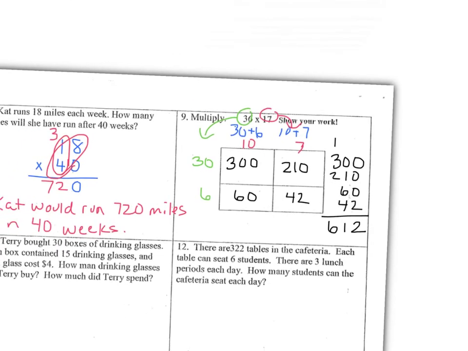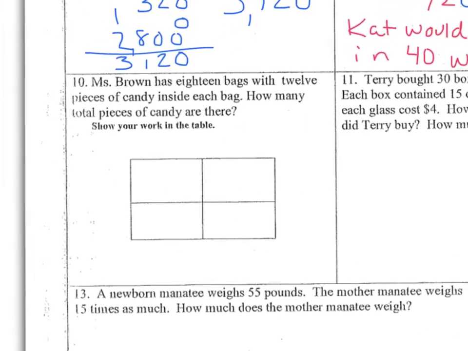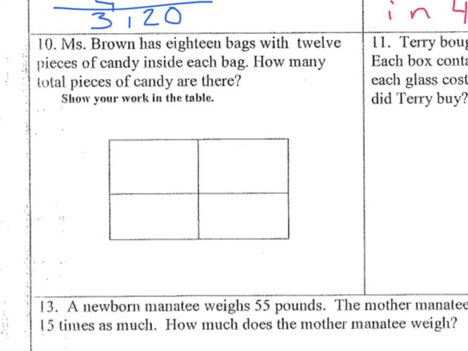Alright, let's move on to Mrs. Brown here. You can go ahead and pause the video to read the question. Now that you've read the question, we have 12 pieces of candy inside each bag, and she has 18 bags. So that would mean that we have to do 18 times 12.